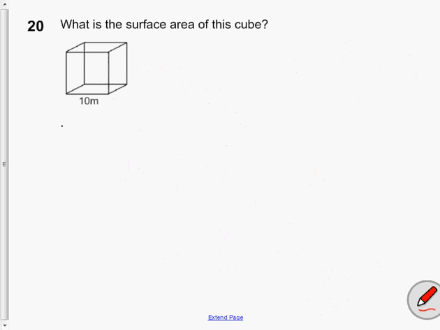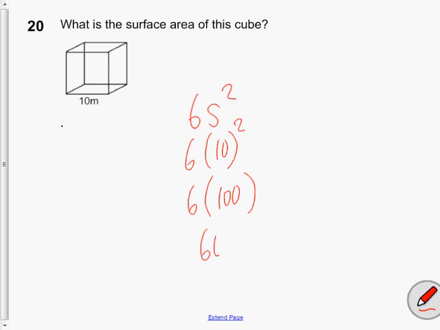Your cube, what's the surface area of this? Well, there are 6 faces. Each of them is a square, so it's 6s squared. If I put 10 for my side length and square it, I have 6 faces that are 100 square meters each. And therefore, the total surface area of that cube would be 600 meters squared.